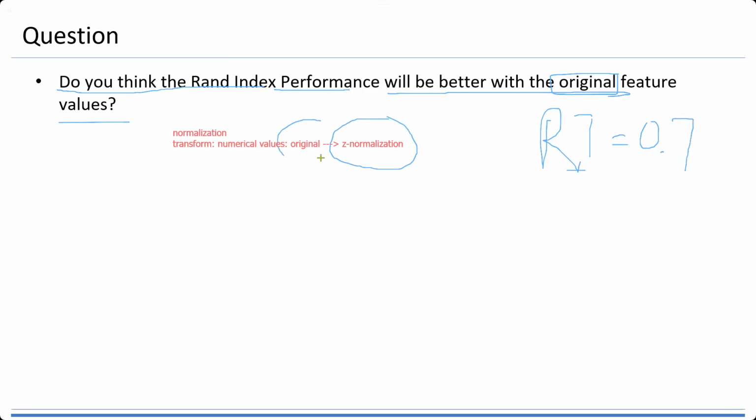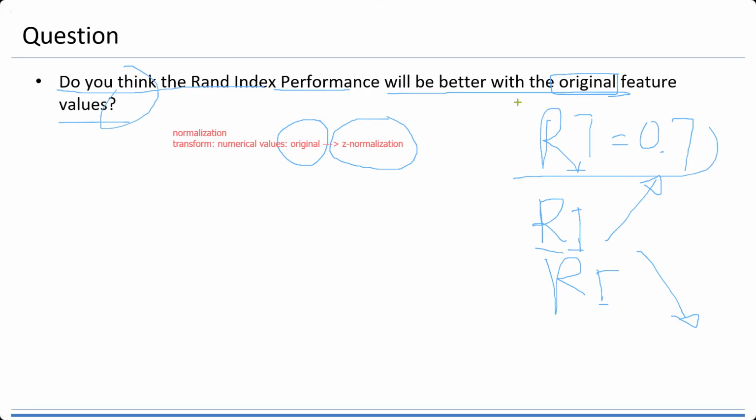What about if you just use the original values? Do you think the Rand index will increase, or will it decrease? So this is a question. Please check. You can run the code by yourself at home and check whether the Rand index is increasing, decreasing, or maybe the same. Okay, please do this one at home. There might be some question on this one for your final exam.